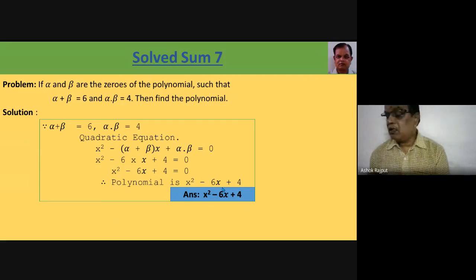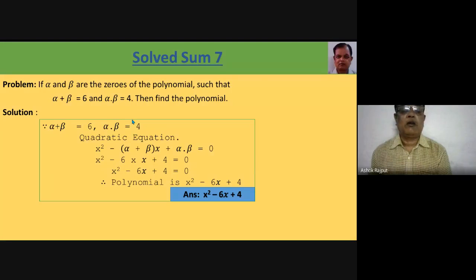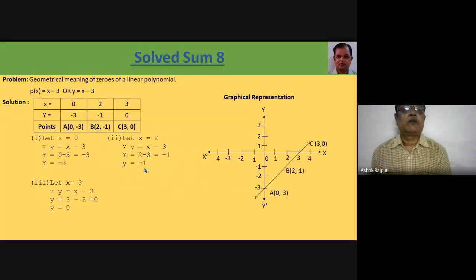It is a very simple sum if alpha plus beta and alpha into beta are given. So we will use this formula and put the values of alpha plus beta and alpha into beta. Then we will get the polynomial. It is very simple. Now next, solve the sum.